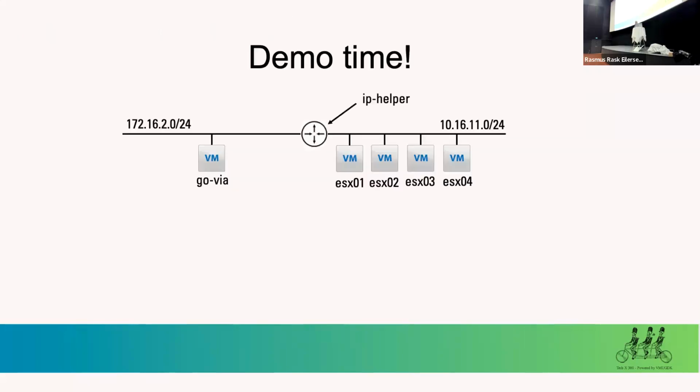So, demo. This is what the environment looks like, where I've recorded the demo. I wanted to show that this works with IP helper. Again, the GoVia appliance is on one subnet. The ESXi hosts are on another management subnet. There's a router in between, and it's got IP helper configured to point DHCP requests to GoVia.